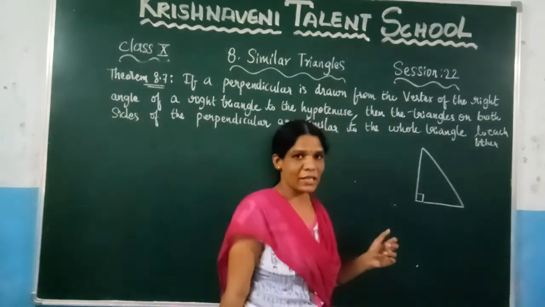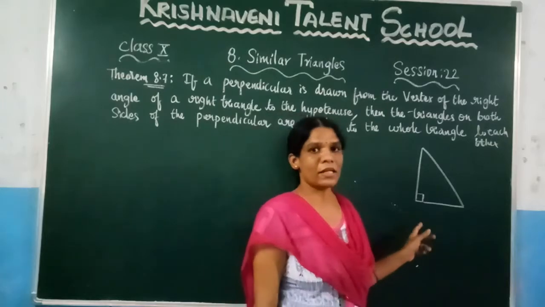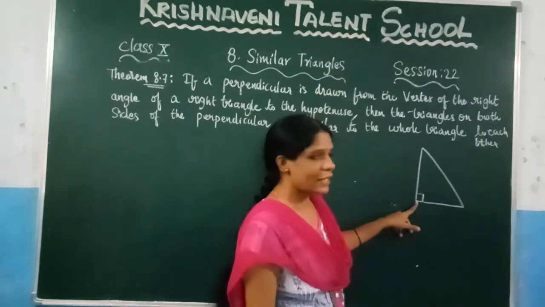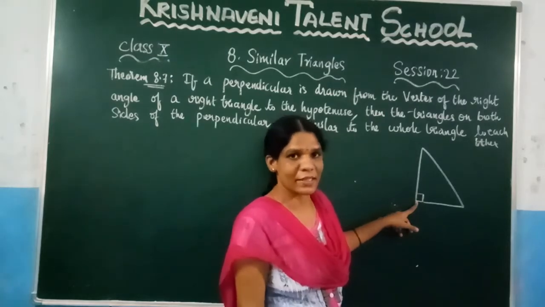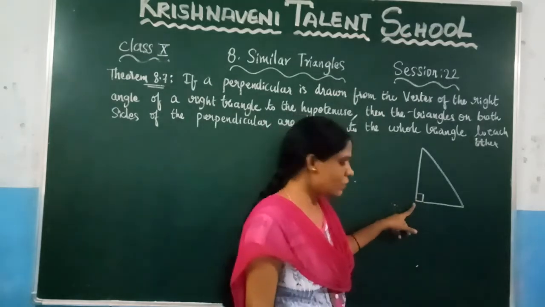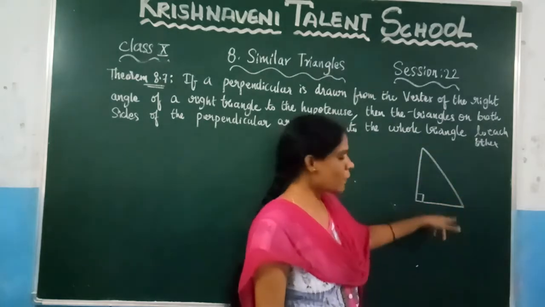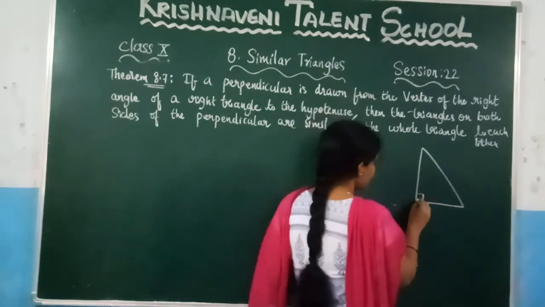So here again, what they are saying, if a perpendicular is drawn from the vertex of the right triangle. Here, what is the right angle? This one, because here the angle is 90 degrees. From this vertex, you need to draw here the perpendicular to the hypotenuse. So let us draw that one.